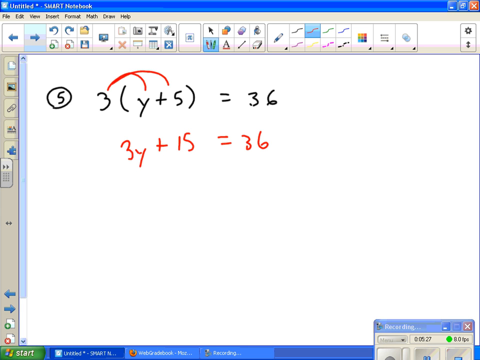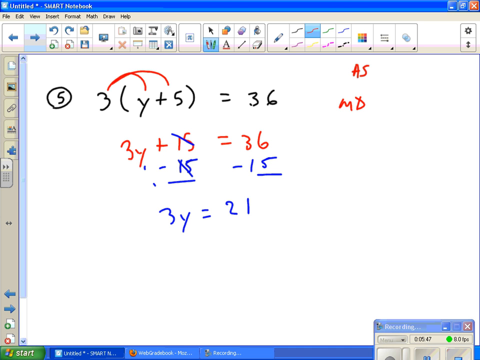Now we need to start undoing things. Undo addition and subtraction, then multiplication and division. It says plus 15. Undo that by subtracting 15. Subtract 15 on the left. Subtract 15 on the right. This will cancel out, leave you with just 3y equals 36 minus 15 is 21.